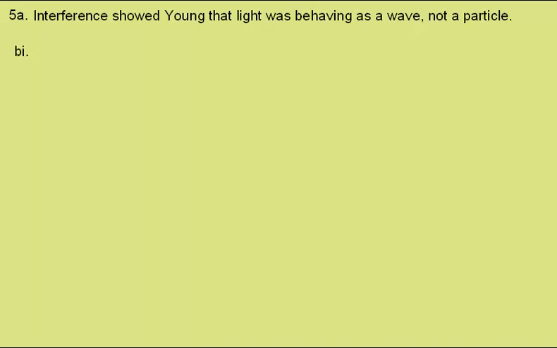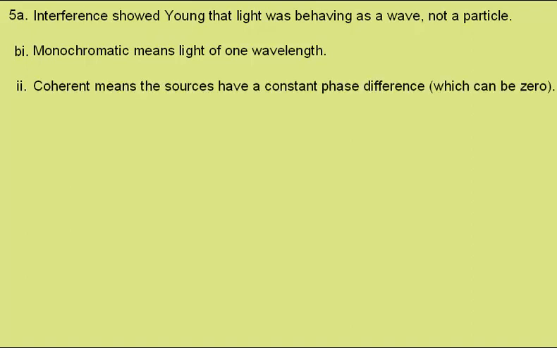In part B, we're told the demonstration can be carried out more conveniently using a laser, which produces coherent, monochromatic light. In part 1, we need to state what is meant by monochromatic. Monochromatic means light of one wavelength, and therefore one colour. In part 2, we need to state what is meant by coherent. Well, coherent means the sources have a constant phase difference, which can be 0.